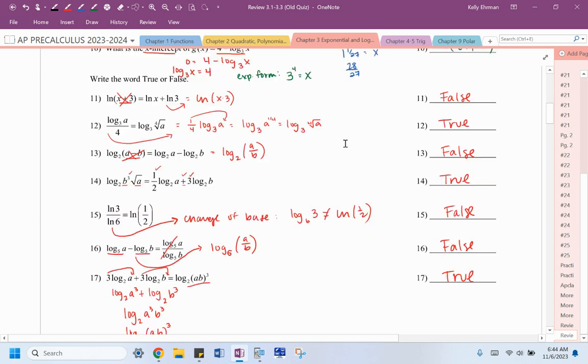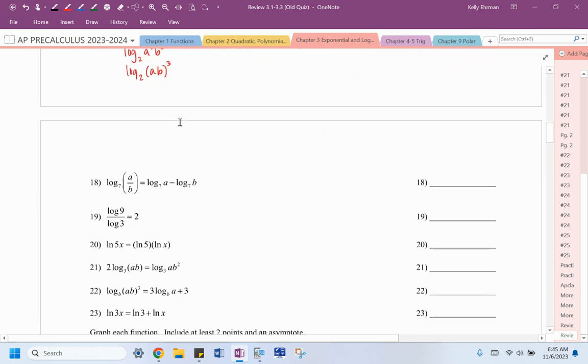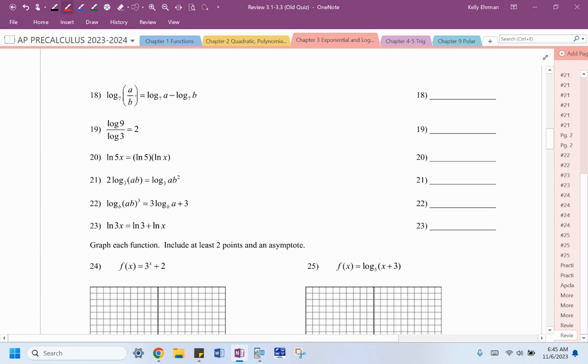All right, so the true or false section can be tricky. Pick a side that you know you can either expand or condense, do the expansion or condensing, and then see if it matches the other side. Right, this one, we have division inside of the log, and we switch that out to subtraction. That's true.